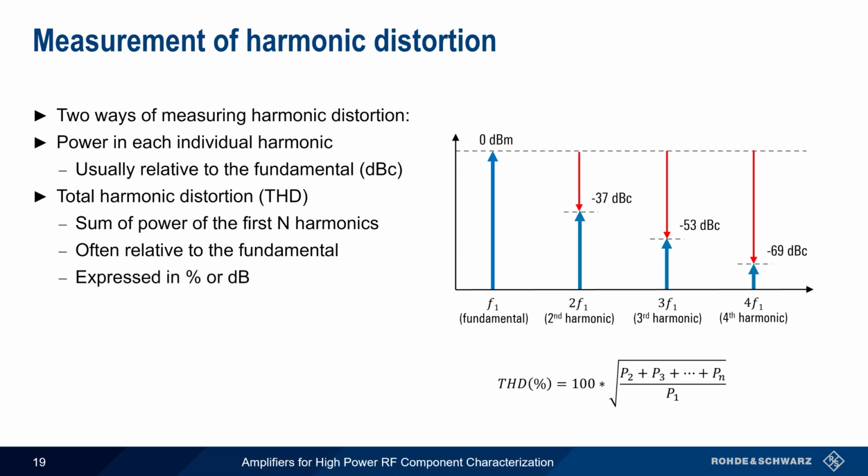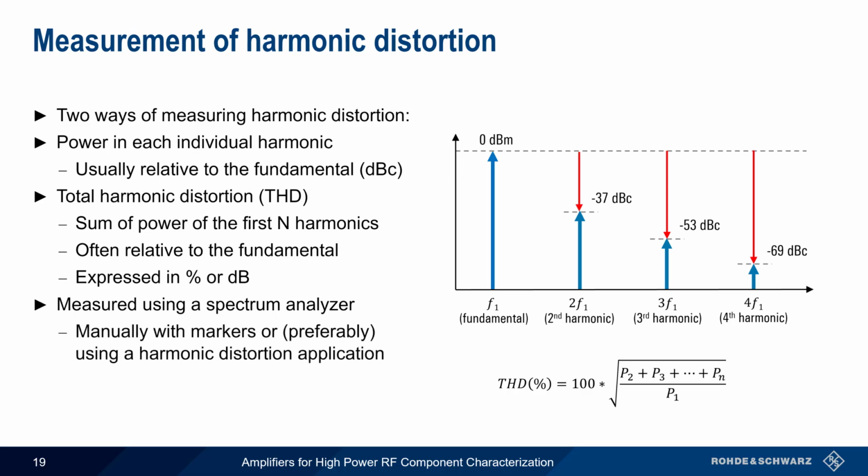Harmonic distortion measurements are almost always made using a spectrum analyzer. Although it's possible to measure harmonics manually by placing markers on individual harmonics and then manually calculating total harmonic distortion, many spectrum analyzers have a harmonic measurement application that can do this automatically, and this is considerably faster and more precise than manual measurement and calculation.